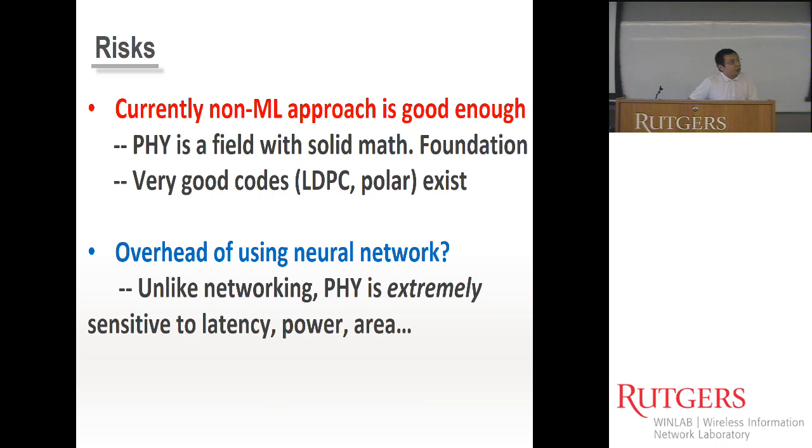Another potential challenge is the overhead. The neural network involves a lot of computation and storage requirements. On the other side, unlike the networking domain, the physical layer is extremely sensitive to latency, power consumption, and the area of your underlying hardware. So we need to evaluate whether it is worthwhile. Even if the task performance, like BER performance, is similar when we use the neural network, we need to ask whether the hardware overhead is tolerable for this method.